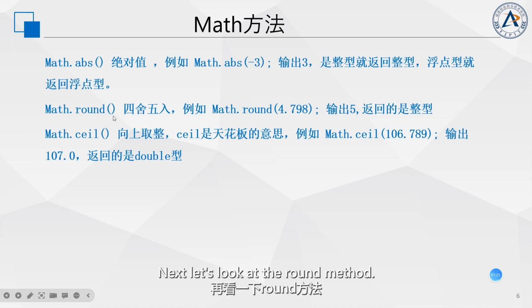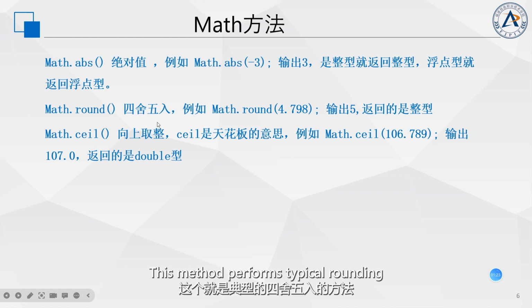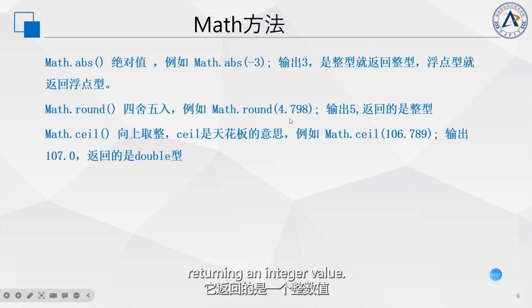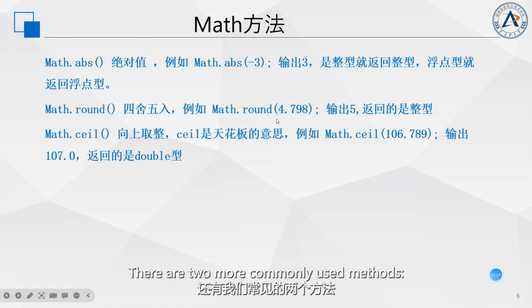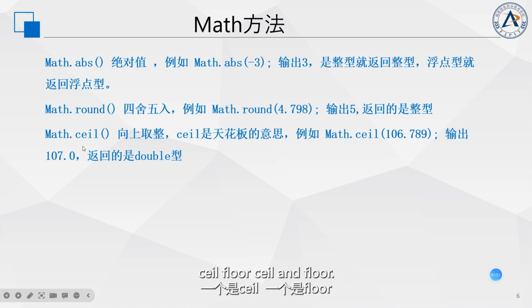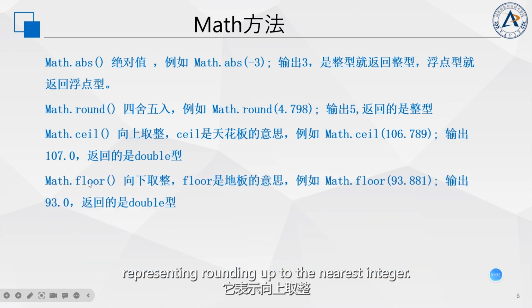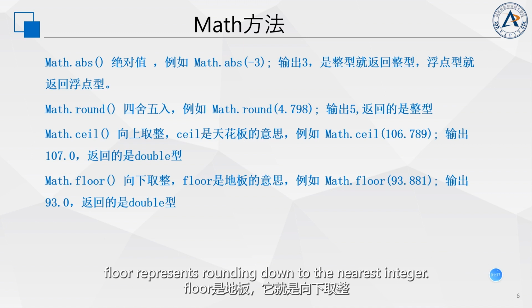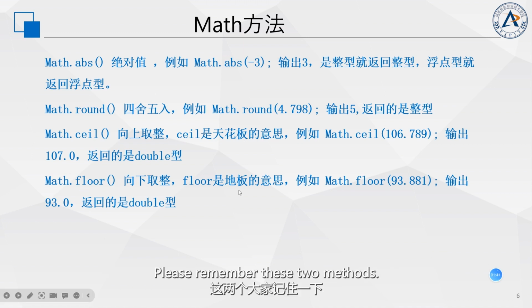Next, let's look at the round method. This method performs typical rounding, returning an integer value. There are two more commonly used methods: ceil and floor. Ceil means ceiling, representing rounding up to the nearest integer. Floor represents rounding down to the nearest integer. Please remember these two methods.